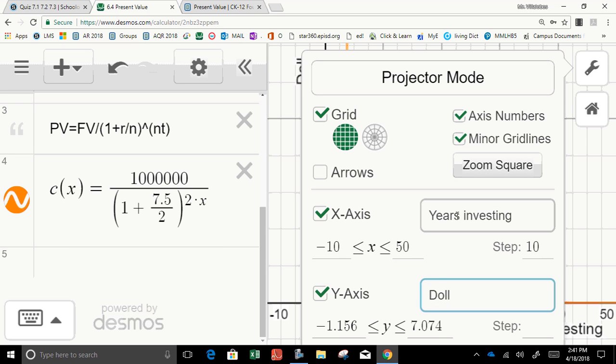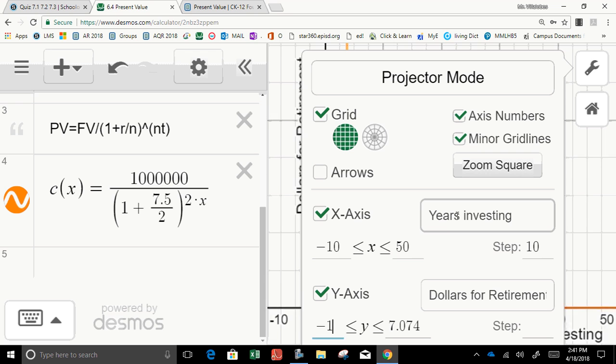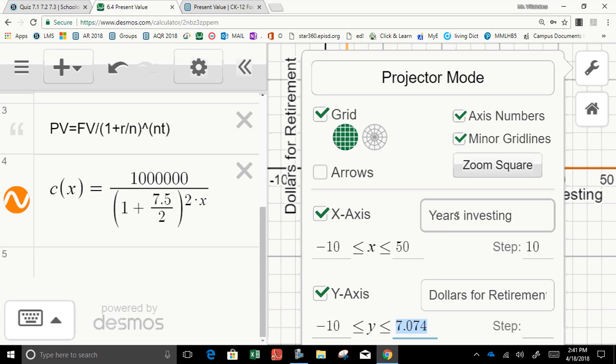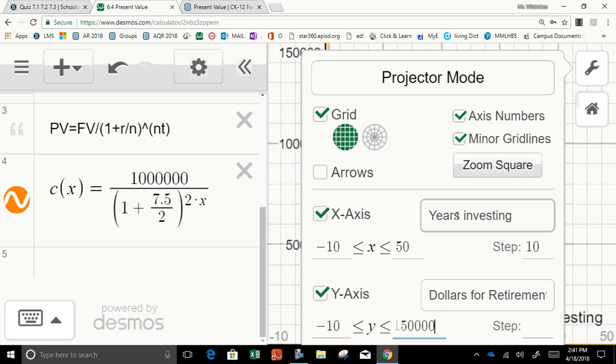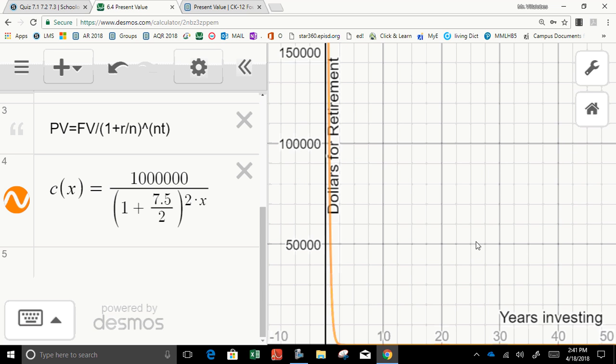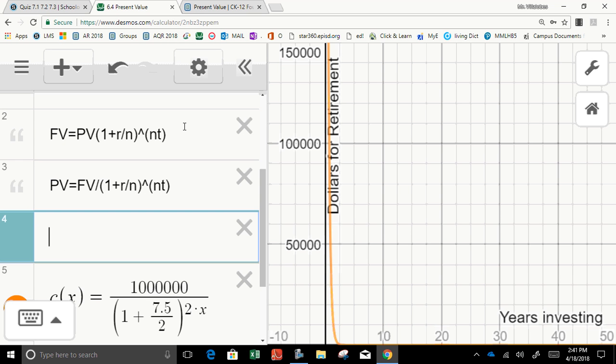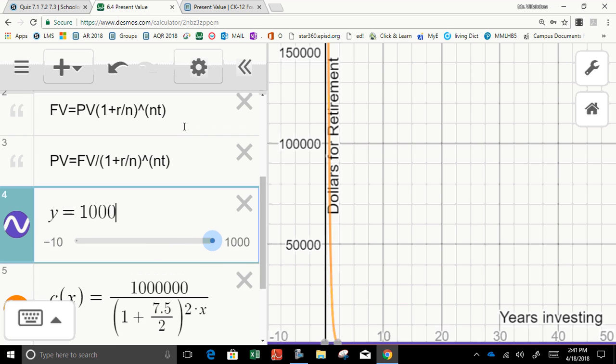dollars for retirement. That can go from negative 10 to, I don't know, a million, 1, 2, 3. Okay. So my goal is, what was my goal? My goal is Y equals 1, 2, 3, 4, 5, 6. Like that.